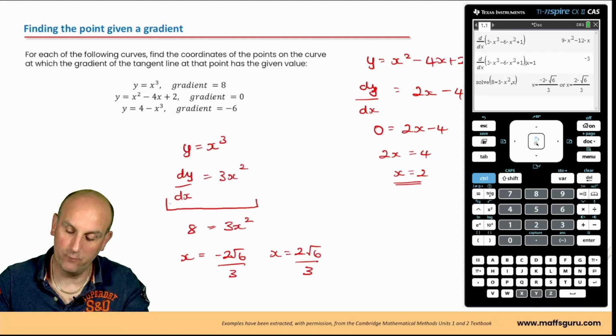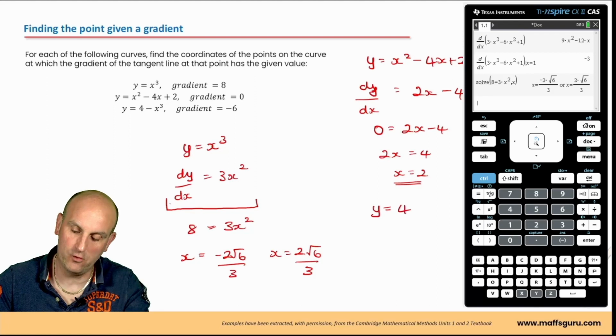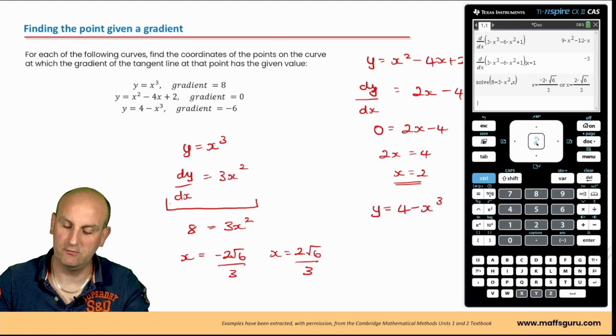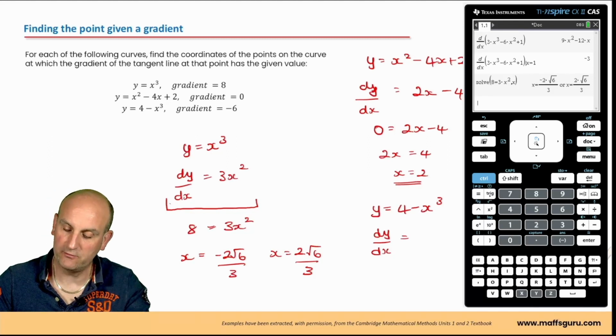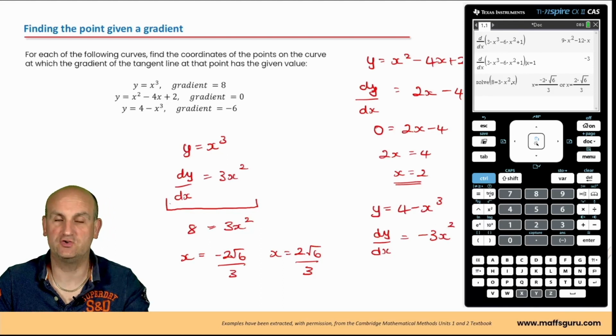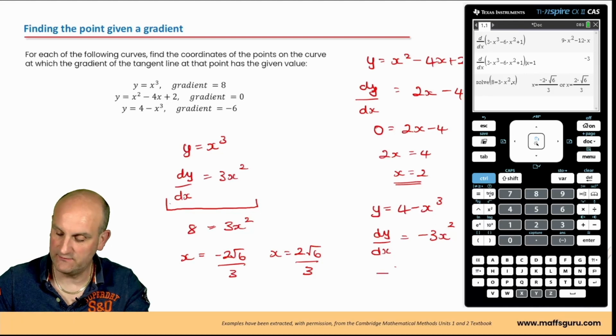What's the next one? We've got y is equal to 4 minus x cubed. The gradient is negative 6. Whenever I talk about gradients in these questions, I now automatically differentiate. The 4 goes, it's a constant, it disappears. Minus 1 times 3, which is minus 3x squared. And again, a lot of people get tricked there. They ignore the minus sign as well. My gradient there is negative 6.